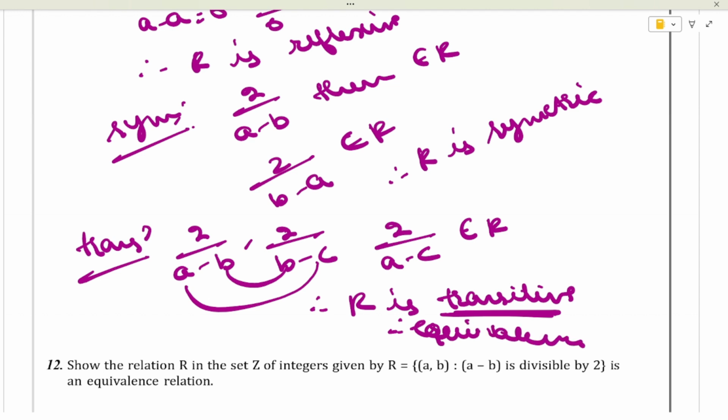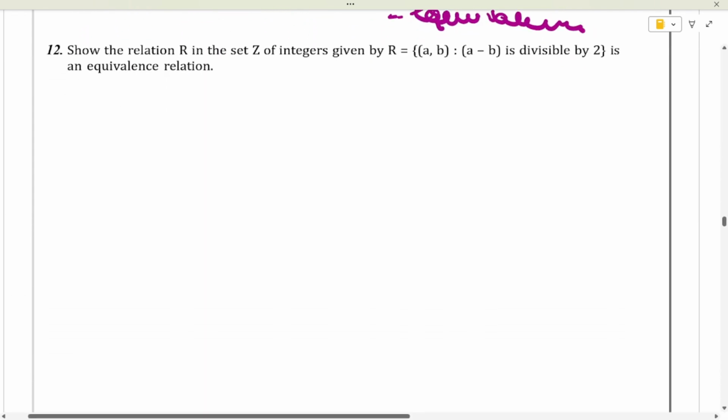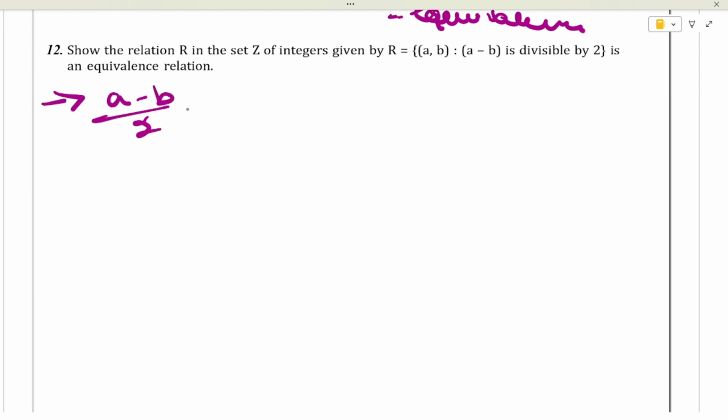Now the 12th question which they have given is: a minus b is divisible by 2. Same question, they have just changed it. There it was 2 divides a minus b, here they have just written a minus b divisible by 2. That means it is reflexive, symmetric and transitive. The same way you can solve this question.